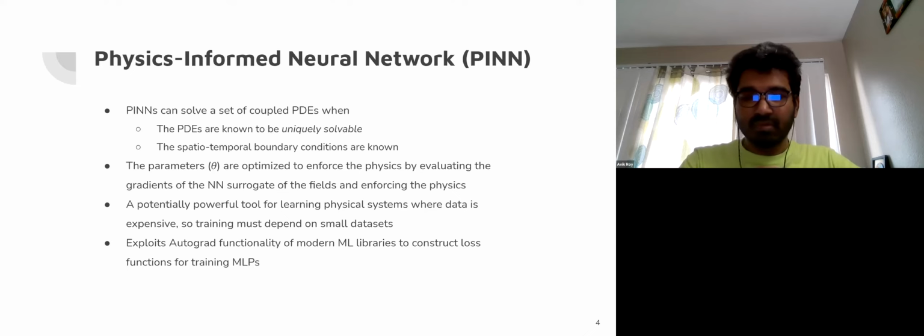So there are ways, in many cases, we know that certain PDEs are uniquely solvable. And also you have to know the spatiotemporal boundary conditions so that you can actually embed them in the process of learning the solution of these. And the parameters are optimized in a way so that you can train the network to obey the physics, the differential equation that actually describes the physics of the spatiotemporal evolution that we're interested in.